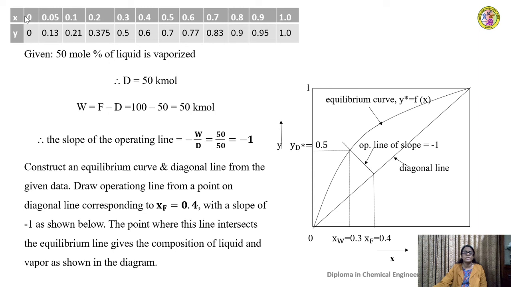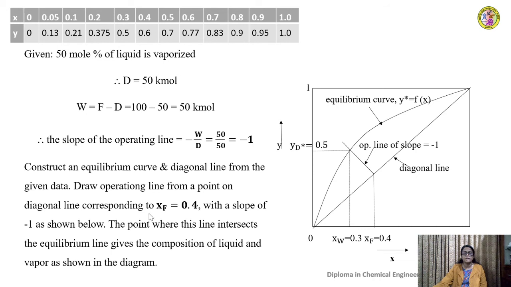Then just go on locating x and y values. For corresponding x equals 0, y equals 0. So the first point will be the origin. The second point, 0.05 x and 0.13 y. So that will come somewhere here. And in the same way, just plot all the values. And if you join all the points that you have obtained by locating, you will get an equilibrium curve like this. So after construction of the equilibrium line, mark XF on the x-axis.